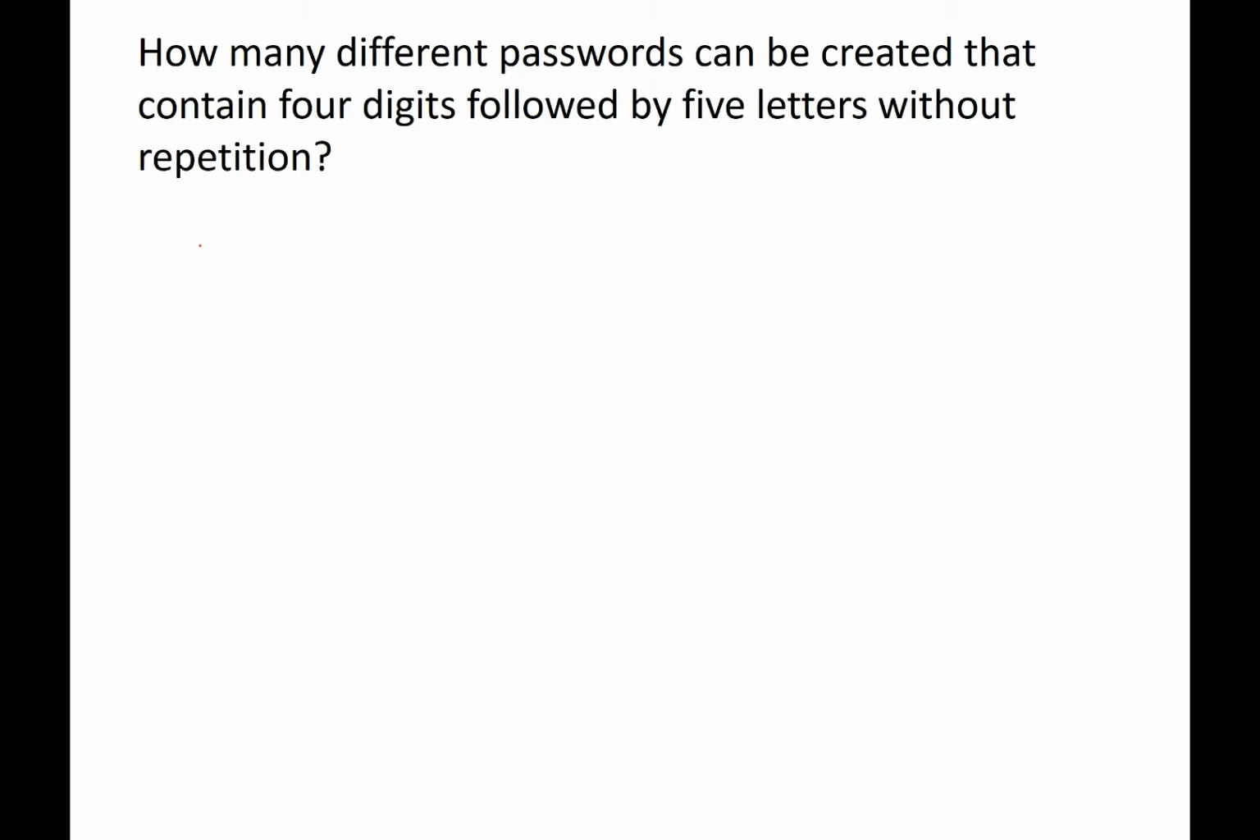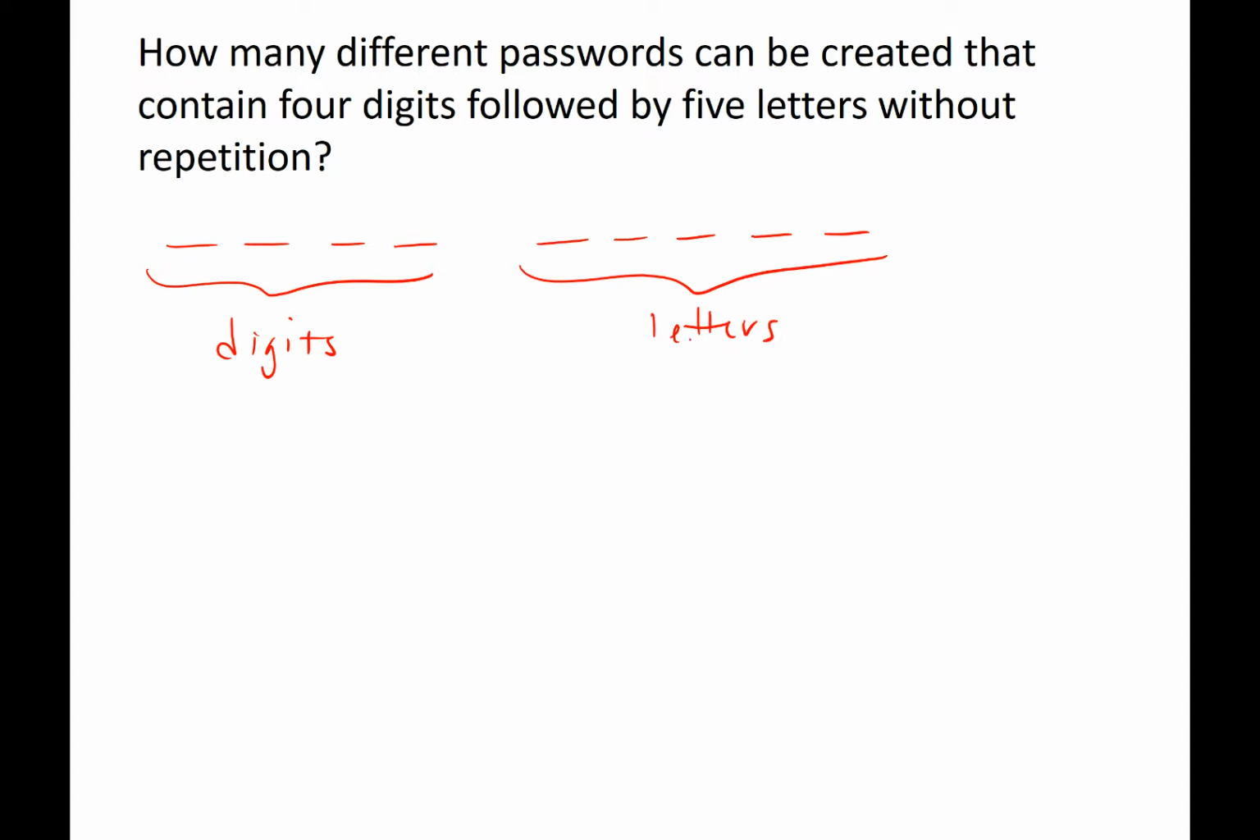Okay, so 4 digits, 1, 2, 3, 4. 5 letters, 1, 2, 3, 4, 5. And these, again, are digits. And these would be letters. Okay, so how many digits are there? Well, there are 10 different digits we use. 0, 1, 2, 3, 4, 5, 6, 7, 8, 9. That's a total of 10.